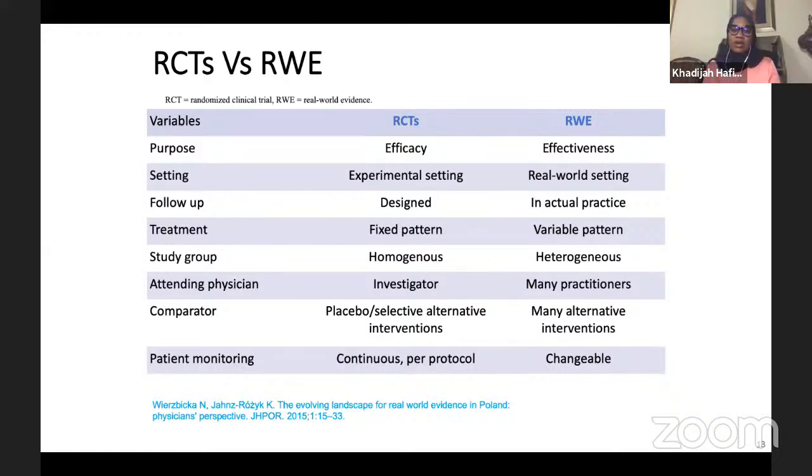And then when we look at the study groups, it's a very homogeneous group when we come to randomized controlled trials, because you have a specific inclusion criteria, whereas in the real world, it will be very heterogeneous. The attending physician in the case of a randomized controlled trial is referred to as an investigator, whereas in the real world, you may have many practitioners of different specialties looking after the same patient. More importantly, when we're looking at the comparator in a randomized controlled trial, it might either be a placebo or a selected comparator, whereas in real-world data, we're looking at many alternative interventions.